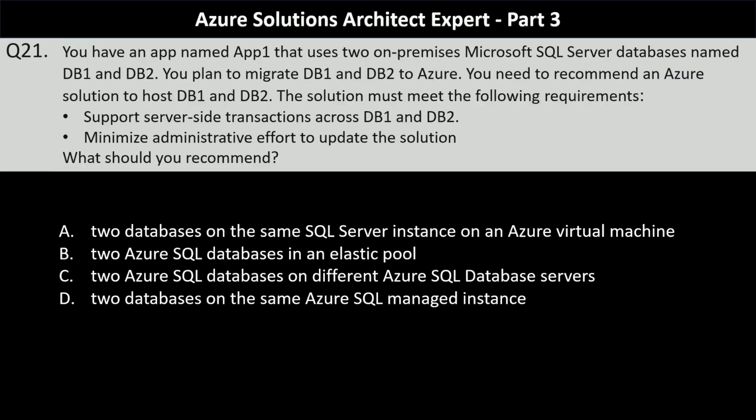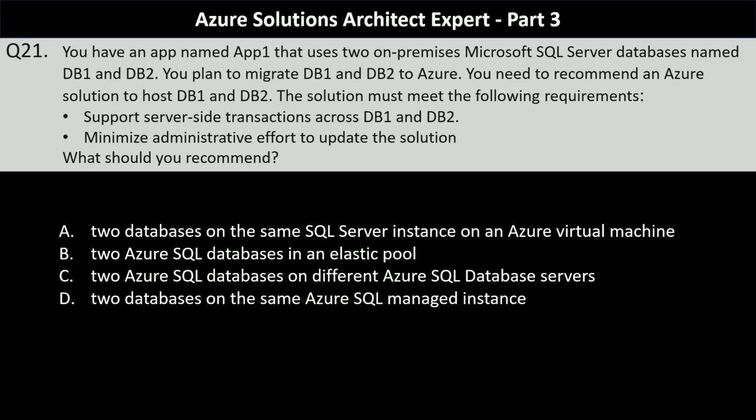You have an app named App1 that uses two on-premise Microsoft SQL Server databases named DB1 and DB2. You plan to migrate DB1 and DB2 to Azure. You need to recommend an Azure solution to host DB1 and DB2. The solution must meet the following requirements, and the two requirements that are given are: support server-side transactions across DB1 and DB2, and minimize administrative effort to update the solution.